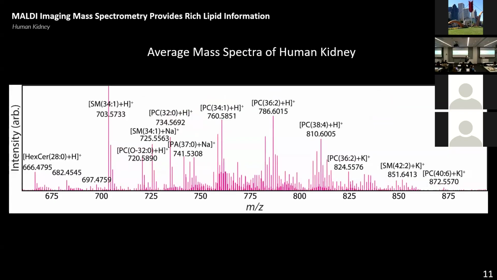And so what I'll do now is I'll walk you through an example of what our data looks like so you can get a feel for what the data is. So then when I go through the examples, you can kind of follow, and we can spend more time on the actual cool applications. So here's the average mass spectra of an entire human kidney. Each one of these peaks is again a molecule we've detected. I put a label on it.